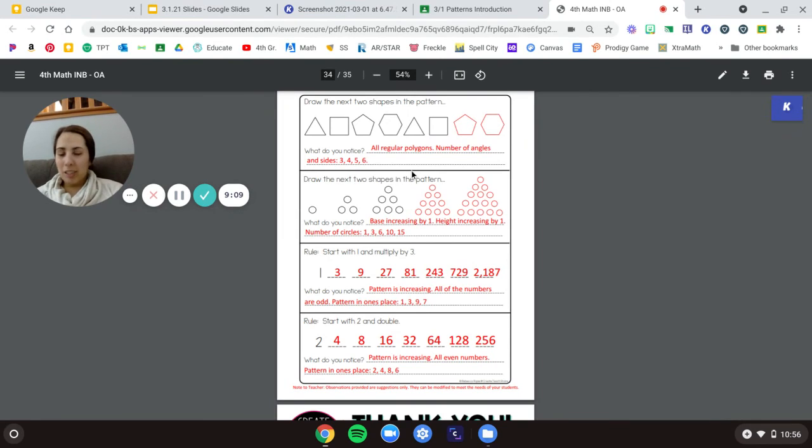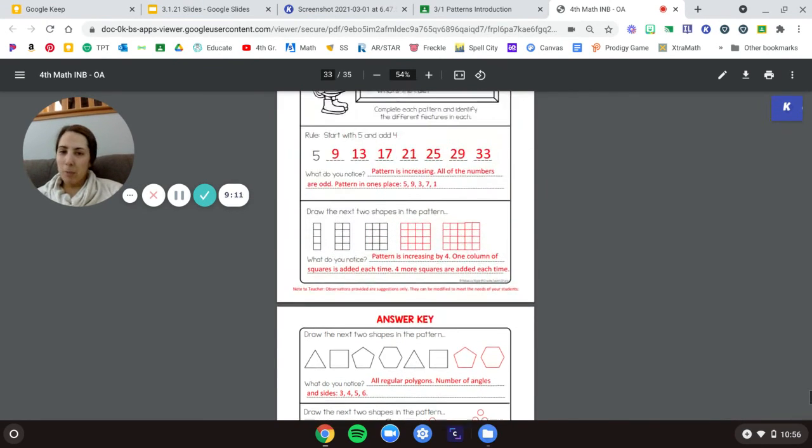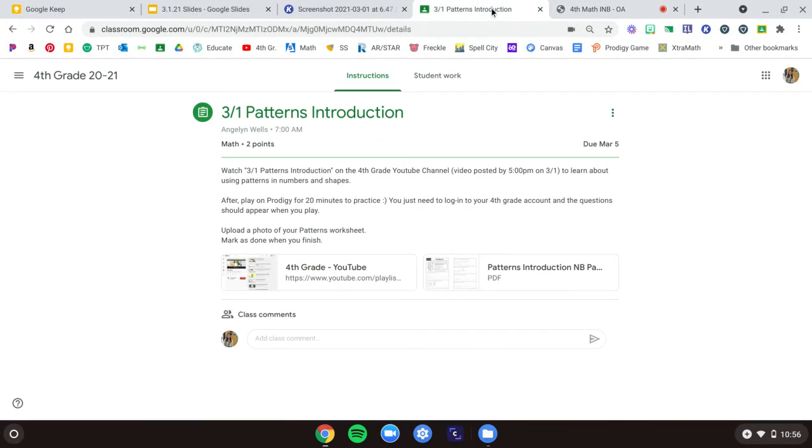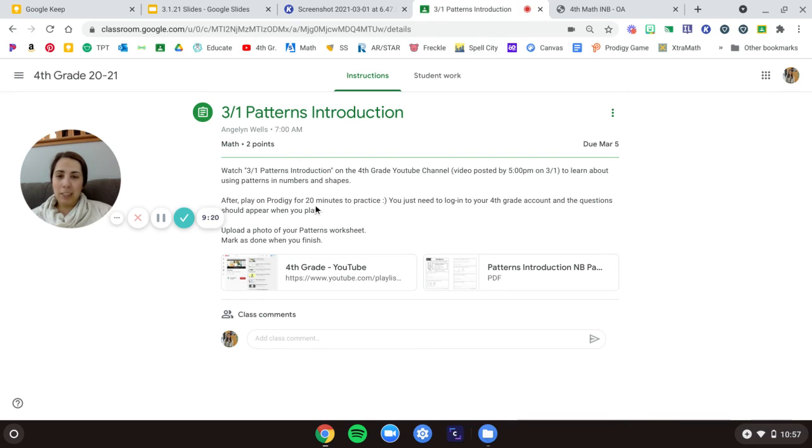All right, so that was our introduction to patterns, kind of a remembering day. We'll do more with patterns this week. But what I want you to do to finish math today is to log on and play Prodigy for 20 minutes, 15, 20, somewhere in there would be great. Make sure you log into your 4th grade account. Questions should just appear as you play, and they should be things with patterns.